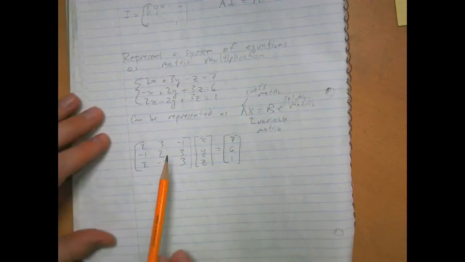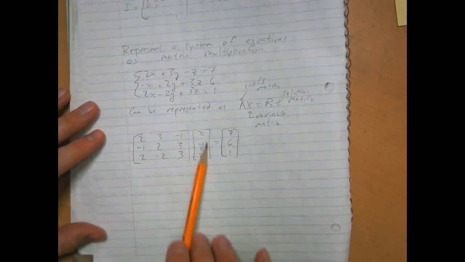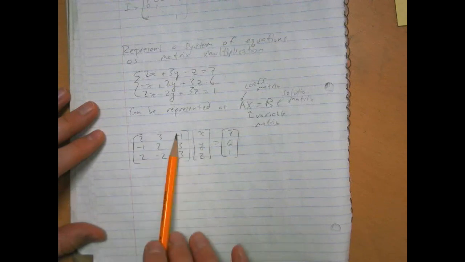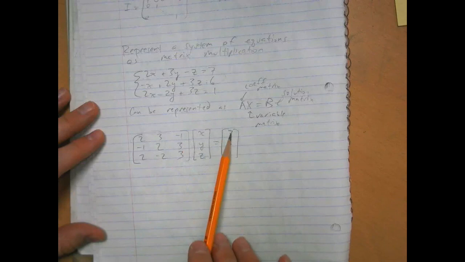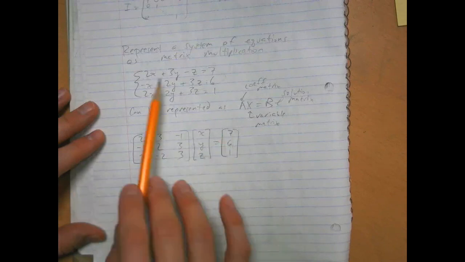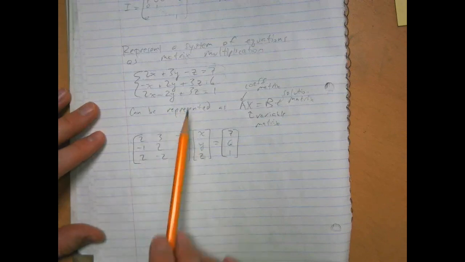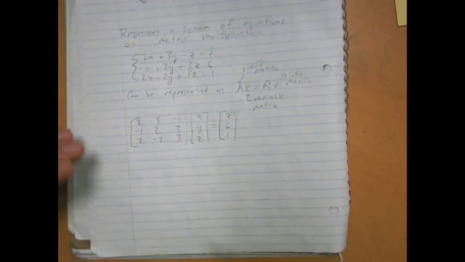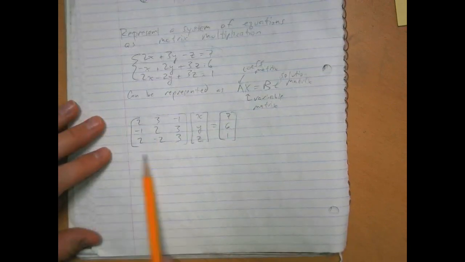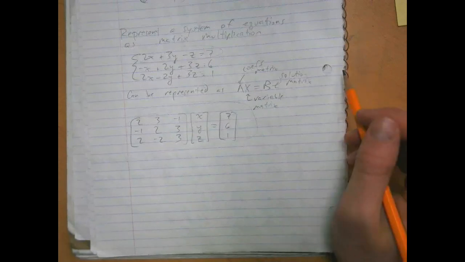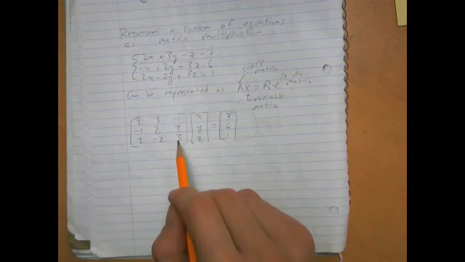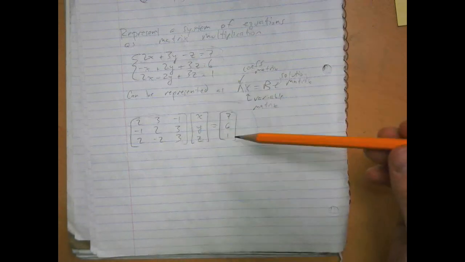Now you notice if we were to carry out this matrix multiplication, we'd take row 1 times column 1. So we'd get 2x plus 3y minus z, and that would be equal to row 1, column 1 here. 2x plus 3y minus z equals 7, which is exactly our first equation. We take second row times this, we get negative x plus 2y plus 3z equals 6. And in the third row times the column, we get 2x minus 2y plus 3z equals 1. So this is another way that we can represent a system of equations. We can represent it as matrix multiplication. And we'll do a little bit with that idea in section 3 as well.